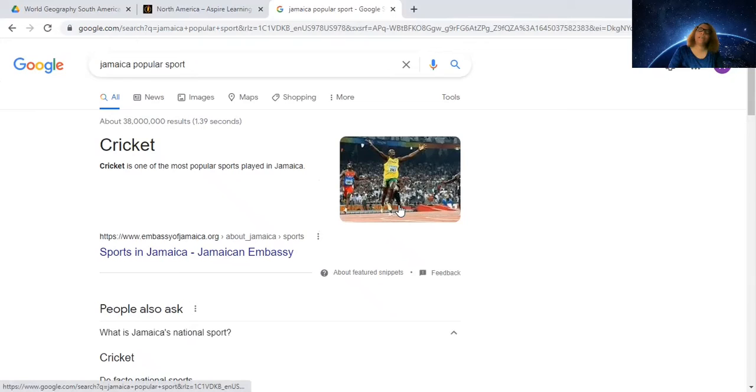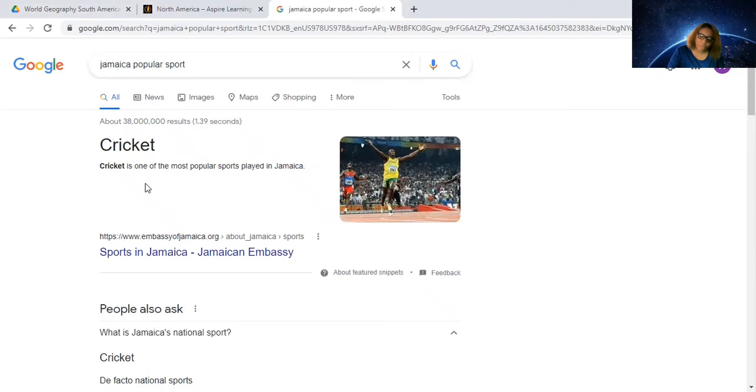Recently, we had one where the national sport was, was it cricket? I can't remember. It was something like that. But the most popular sport was different. It was football, which is what we know in the U.S. as soccer. So that can be different. So you can put either one. What's the national sport, or what's the popular sport? What's the national and popular sport?